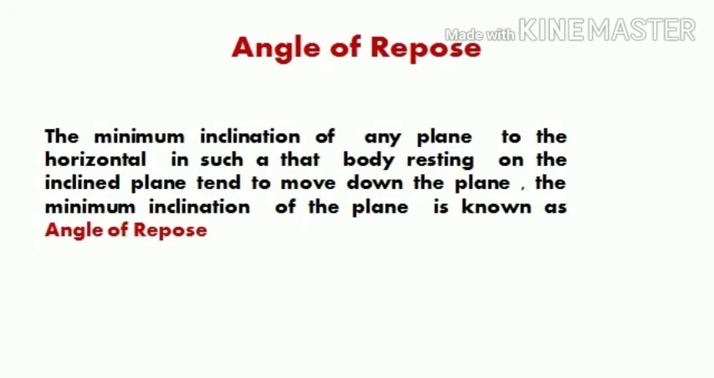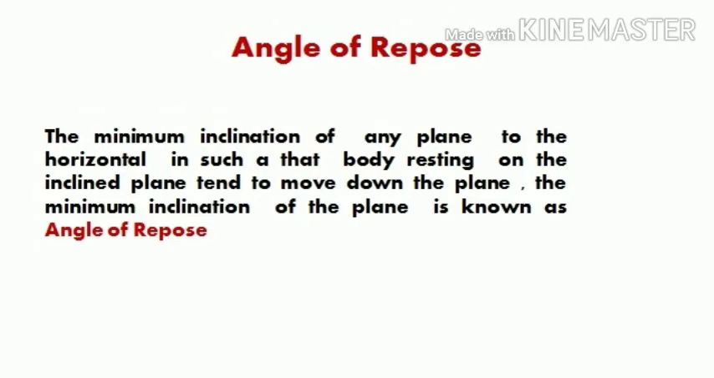Next is the angle of repose. What is the angle of repose? The angle of repose is the minimum inclination of any plane to the horizontal such that a body resting on the inclined plane tends to move down the plane. The minimum inclination of the plane is known as the angle of repose. That means the minimum inclination of any plane to the horizontal such that the body resting on the inclined plane tries to move downwards, then the minimum angle is called the angle of repose.